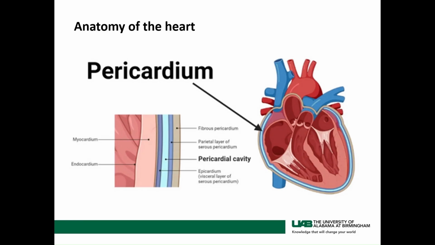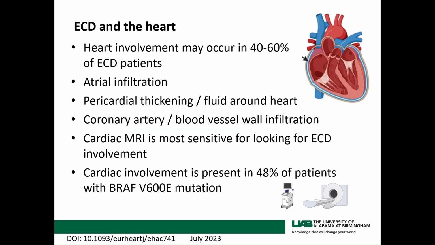And also, the heart actually sits in a little fibrous sac called the pericardium. And that's important because our pericardium has a little bit of fluid in it, but in some cases in ECD, there can be more fluid around the heart, and that can cause complications like tamponade, and I'll discuss that further. So heart involvement's not uncommon in ECD patients.